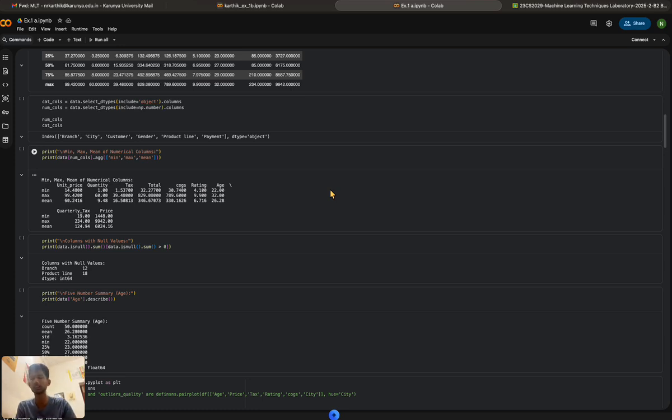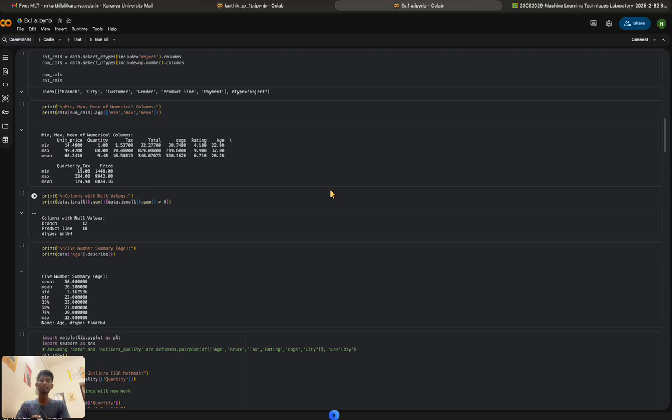And the sixth question is about the missing values. We use isnull().sum(). The isnull().sum() function is used to identify the columns with the null values.